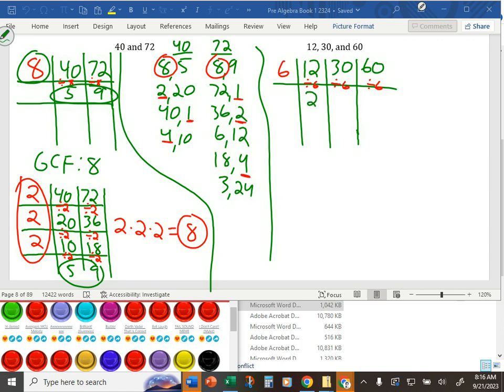We get 2, 5, and... 12 divided by 6 is 2. 30 divided by 6 is 5. And 60 divided by 6 is 10. And then is there any number that goes into 2, 5, and 10?